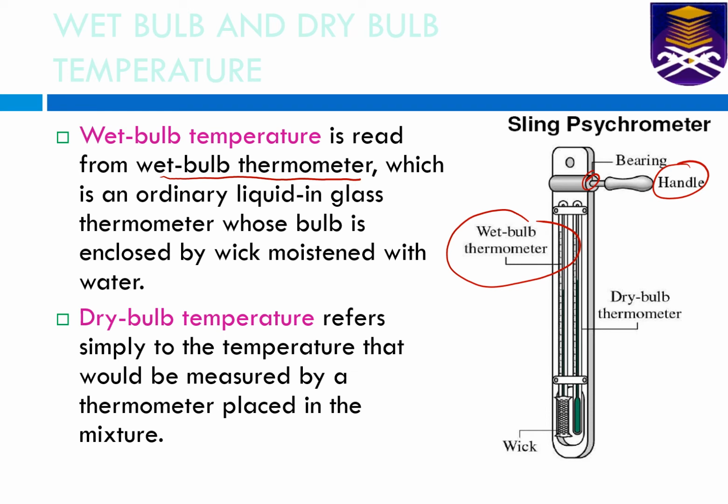So to measure the wet bulb temperature using the wet bulb thermometer, you need to rotate this sling psychrometer in order to produce an airflow. With this, it will read the wet bulb temperature of the wick moisture. So it cannot be read in a static condition. You have to rotate this for a few minutes, and then stop the sling psychrometer, and then immediately read the wet bulb thermometer and dry bulb thermometer.